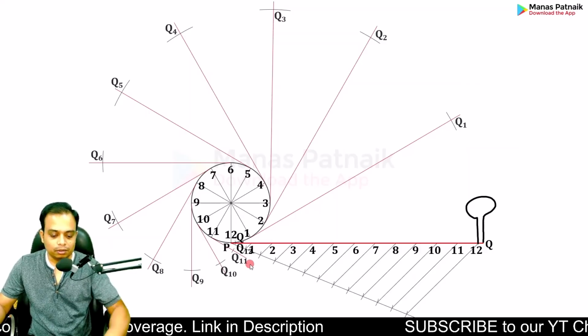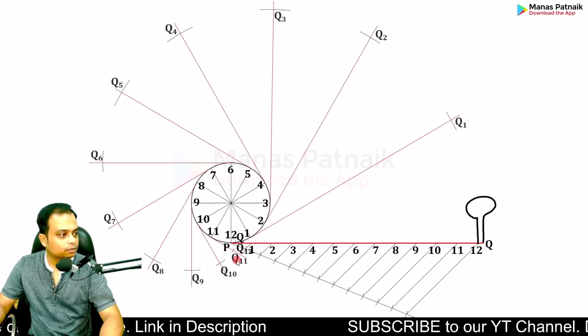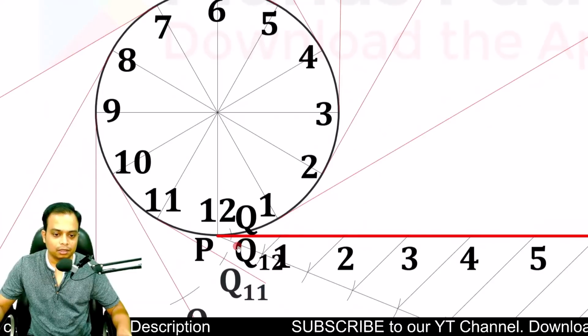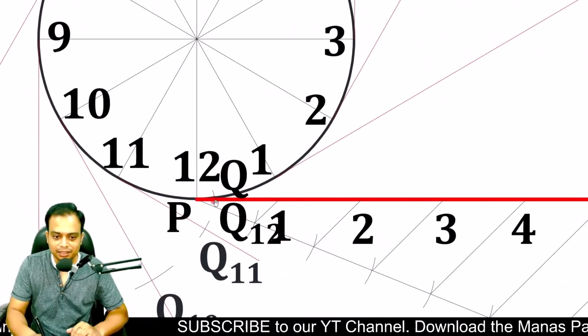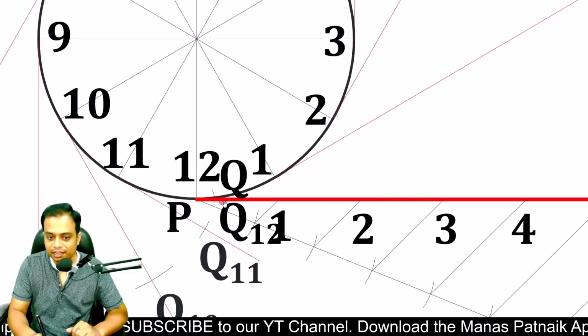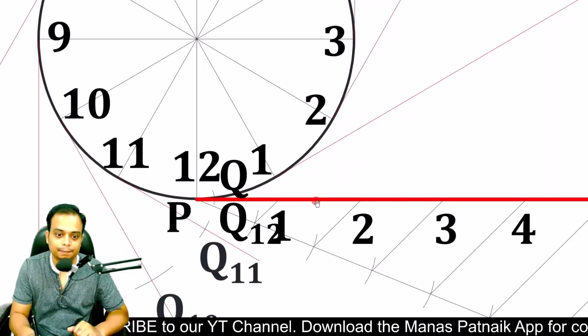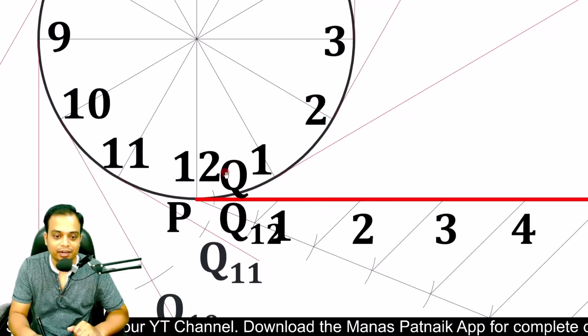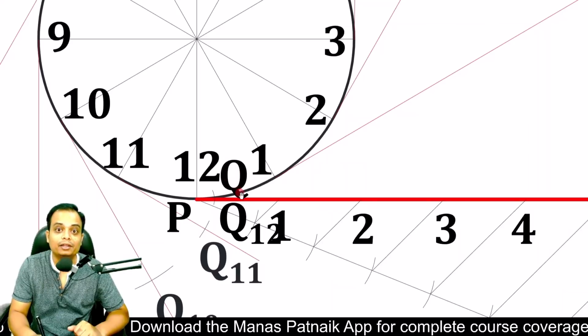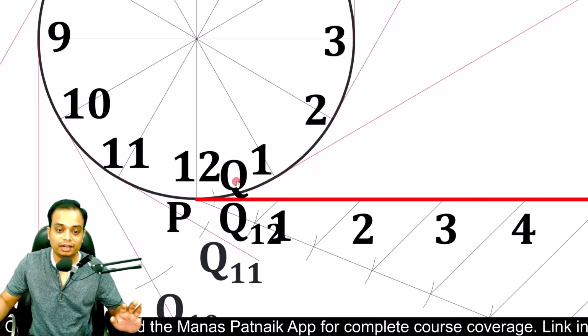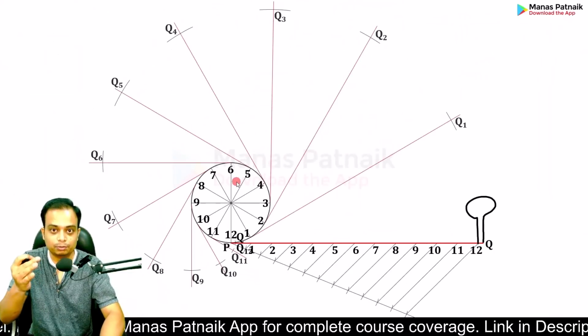Okay, so once again, let me zoom into this. If you watch carefully, this arc where it cuts on this red line gives rise to Q12, where it cuts on the circle's circumference gives rise to endpoint Q. Okay, so these are the final 2 points. Done. Join all of these points in proper sequence.